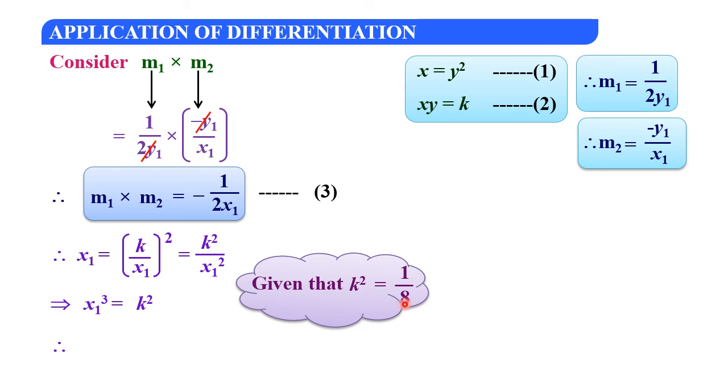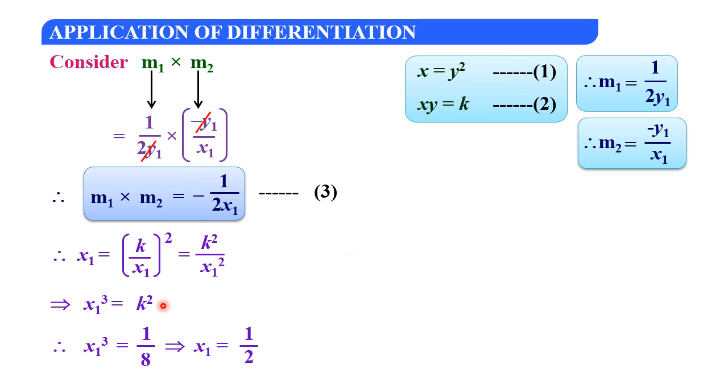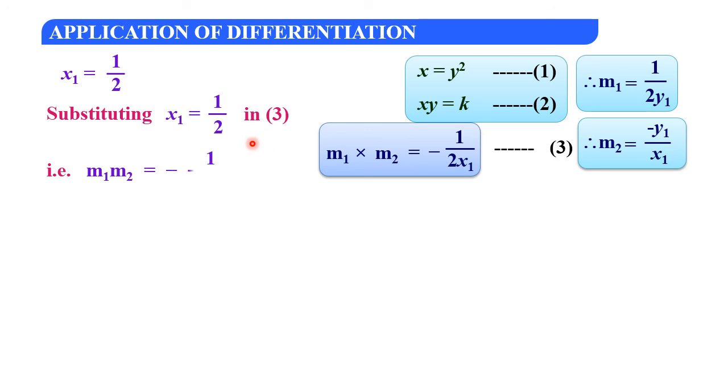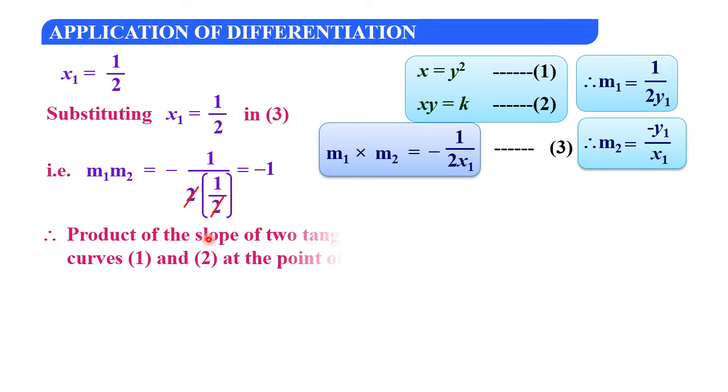Next, given k square equal to 1 divided by 8, put that respective value here. So x1 raised to cube equal to 1 divided by 8. Then x1 equals 1 divided by 2. Next, after x1 equal to 1 divided by 2, substitute this value in equation number 3. Therefore you will get minus 1 divided by 2 into 1 divided by 2, and 2 and 2 both are gone. Minus 1 is remaining.